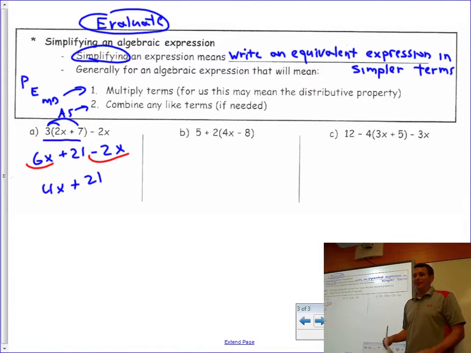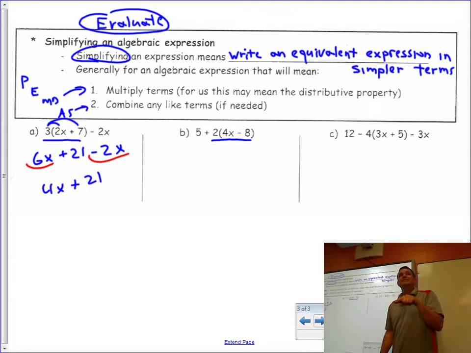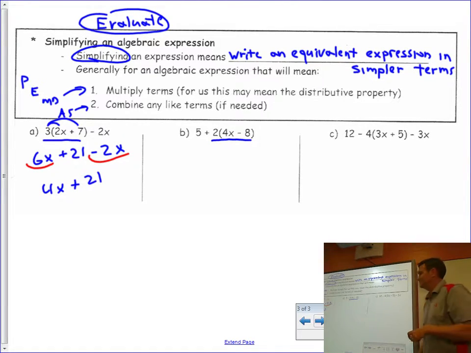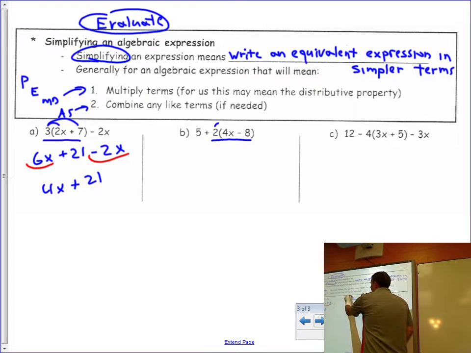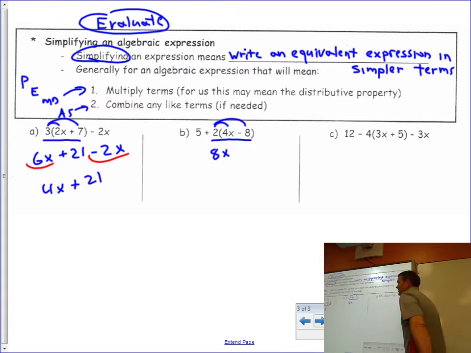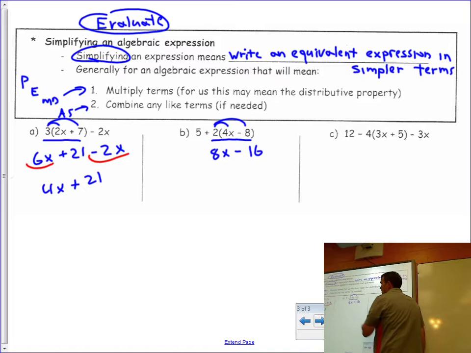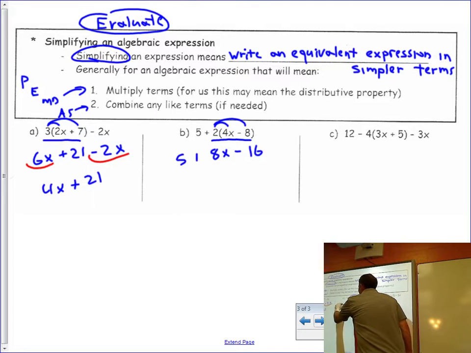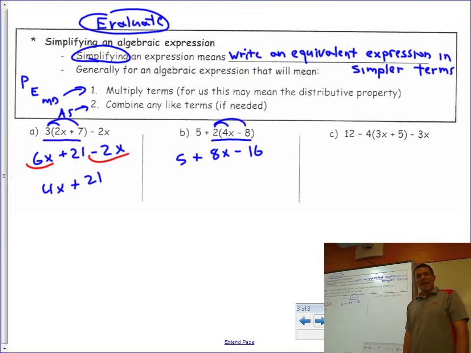In the second example, I am not going to make the mistake of adding the 5 and the 2 together. I know that I need to multiply before I add. This is what I need to do first. I need to do the 2 times 4x minus 8. So again, I'm going to use the arrows. And this gives me 8x, 2 times 4x. And negative 16, that's 2 times negative 8. Now the 5 did not get used, so 5 is going to come down and leave me with that.